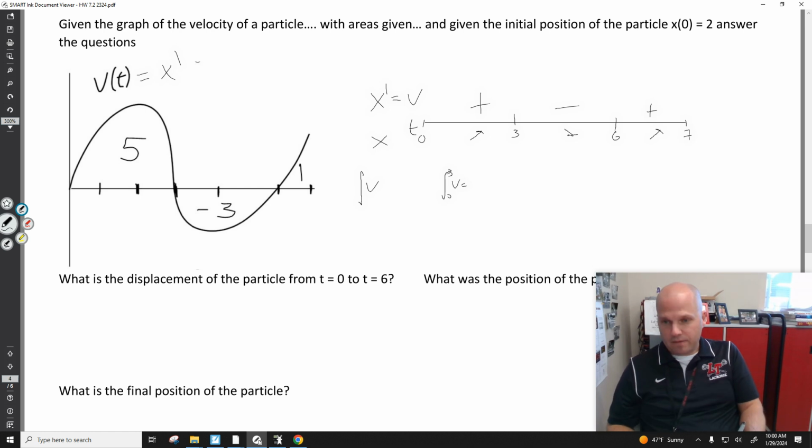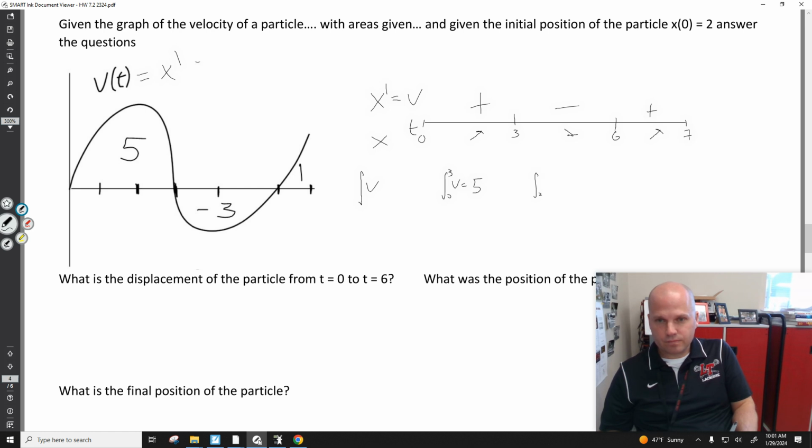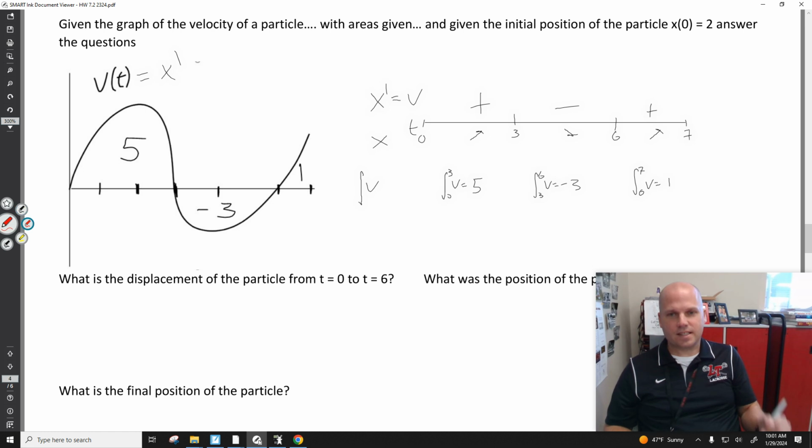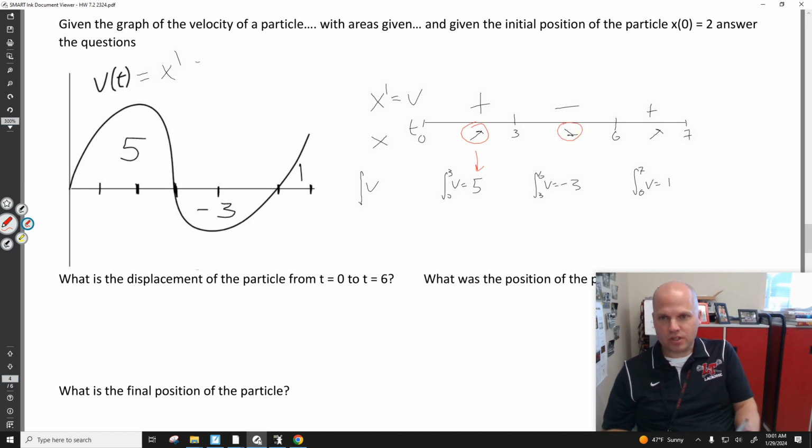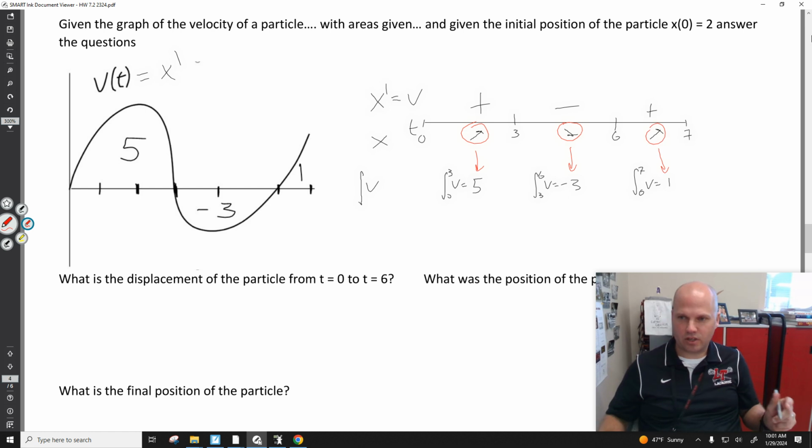If I accumulate my velocity over 0 to 3, they're telling you that that's 5. If I accumulate my velocity from 3 to 6, I have this negative 3. And if I accumulate my velocity from 6 to 7, they're showing us in the graph that that's 1. Now, what does this mean? Well, this is how much my position increased. This is how much my position decreased. This is how much my position increased.